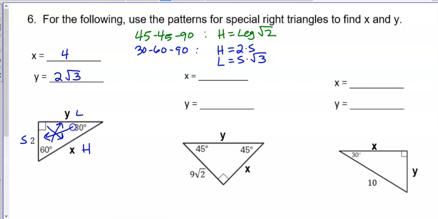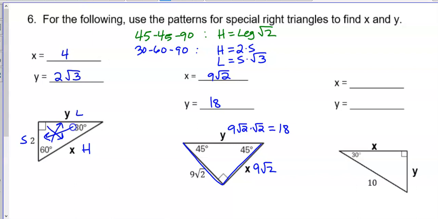Now number 2. The next one there is a 45, 45, 90. So the sides that make up the right angle are going to be the same. So if one side is 9 square roots of 2, the other side is 9 square roots of 2. And then to get y, the hypotenuse, you take either one of those legs and multiply it by the square root of 2. So you have 9 square roots of 2 times the square root of 2. The square root of 2 times the square root of 2 is just 2, and 9 times 2 is 18. So your hypotenuse there is going to be 18.